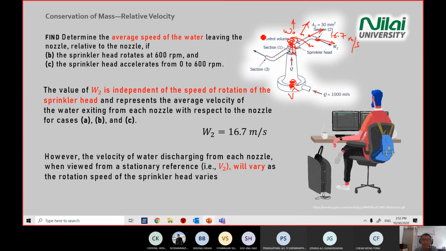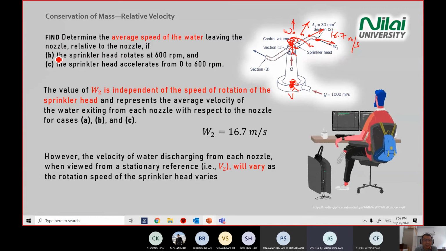Do I explain? Do I make you a bit clearer between these two? Yes, sir. So for B, it will be the average velocity, and then for C, it will be a specific velocity, B, correct?